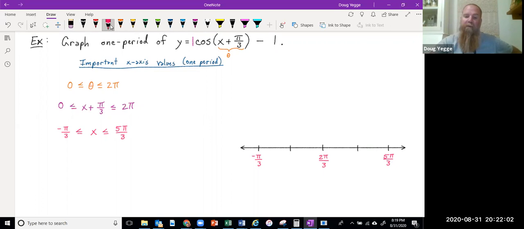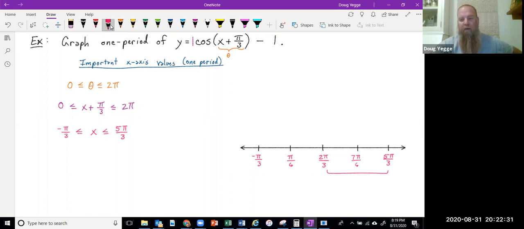Let's do that again. So let's add these together. So negative pi over 3 plus 2 pi over 3 is pi over 3. Pi over 3 cut in half is pi over 6. Let's do the same thing over here. 2 pi over 3 plus 5 pi over 3 is 7 pi over 3. 7 pi over 3 divided by 2 is 7 pi over 6.